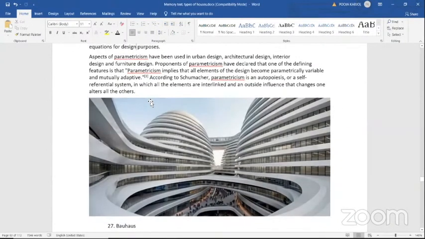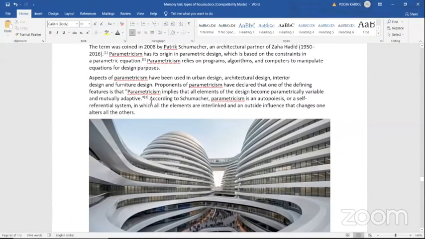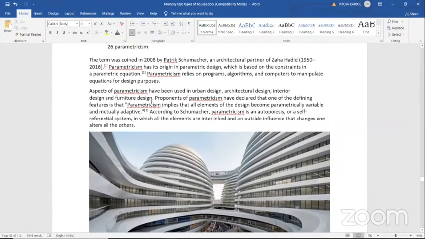We'll come back to this later because this is a little hard for you guys to understand. In short, all elements of the design are parametrically variable and mutually adaptive, meaning if you change one part of some element of the design, all the others will change based on the first change.